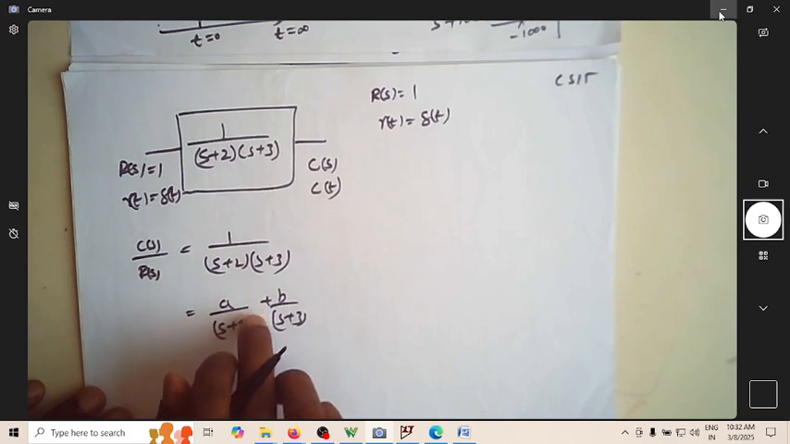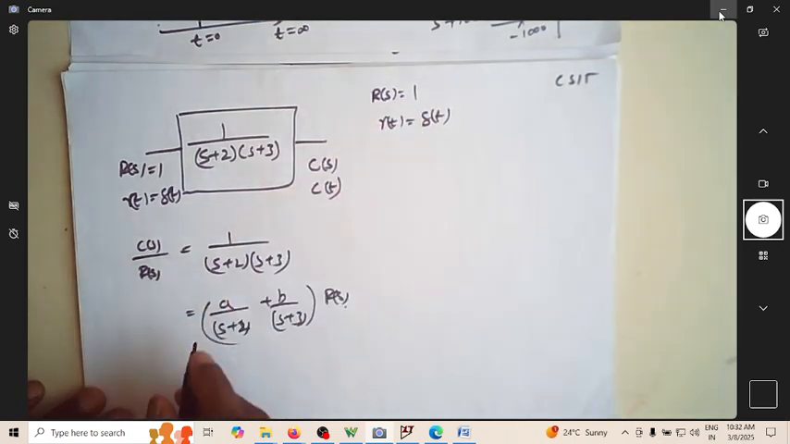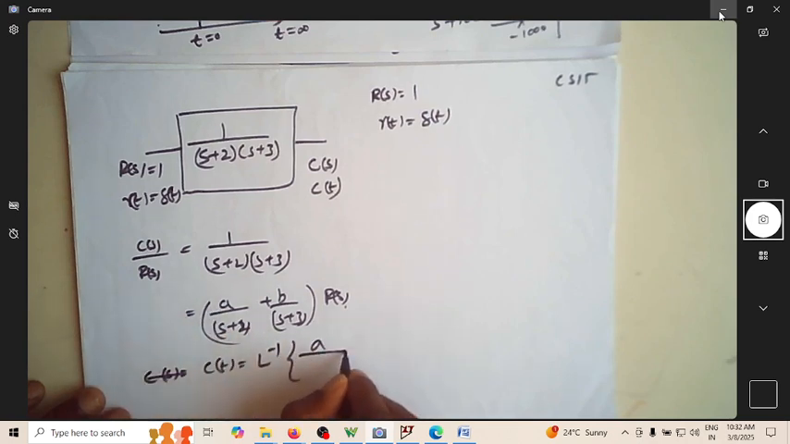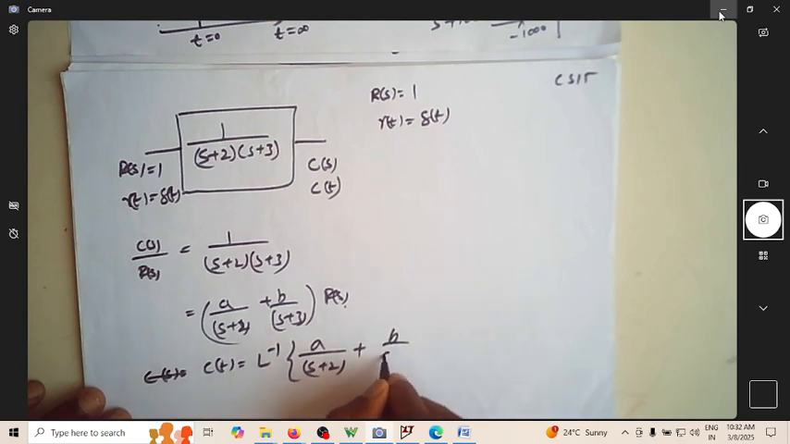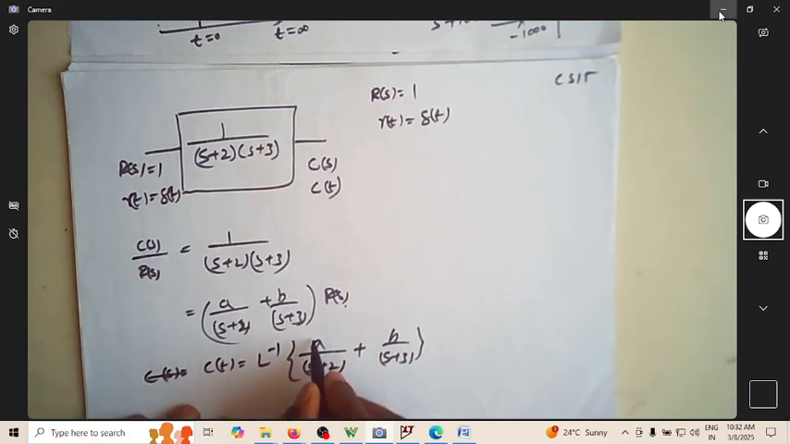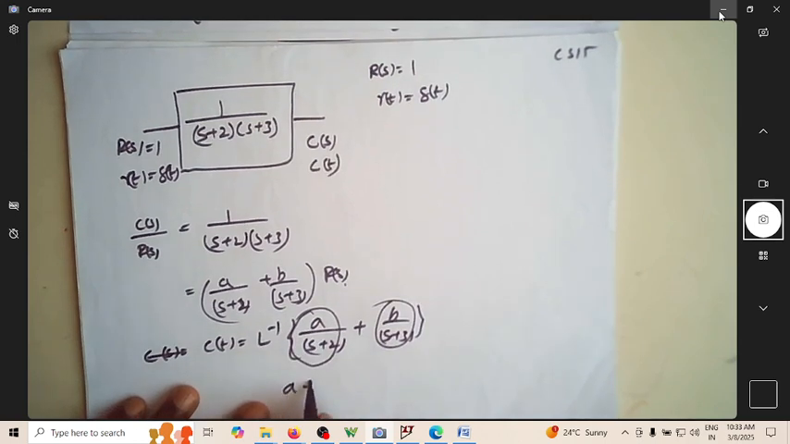I can do this. So this is what is into R(s). But what is R(s)? R(s) is 1, so this remains the same. So what is C(s) now? Or what is c(t)? It is the Laplace inverse of A/(s+2) plus B/(s+3). So this A and B is some value. What is the Laplace inverse of this? It is A e^(-2t) plus B e^(-3t).